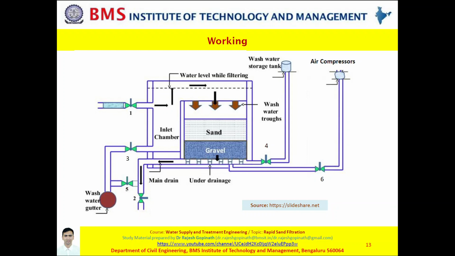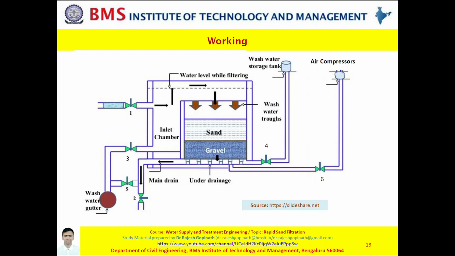Close valve 6 and open valve 4. So what we have done is we have closed the air compressor valve which was permitting air, that air which has loosened the filter media. Now having closed it, when you open valve 4, water from the wash water storage tank enters into the base media. Then the water, since it is coming with pressure, tends to rise through the gravel into the sand and into the wash water trough.